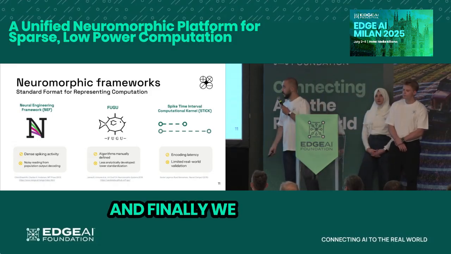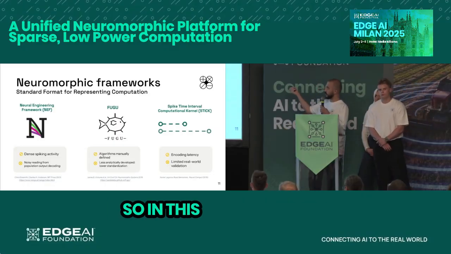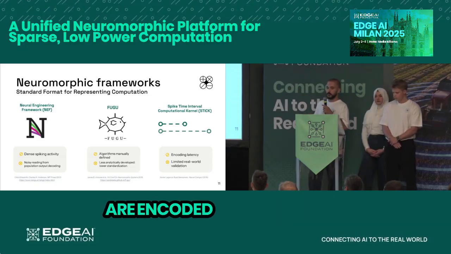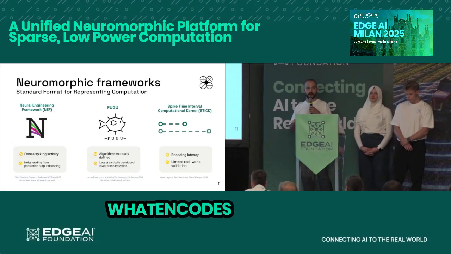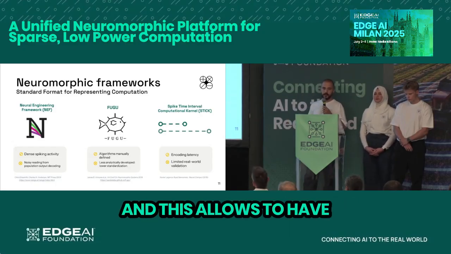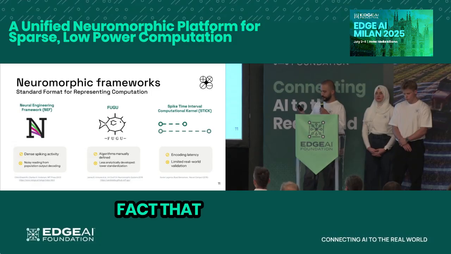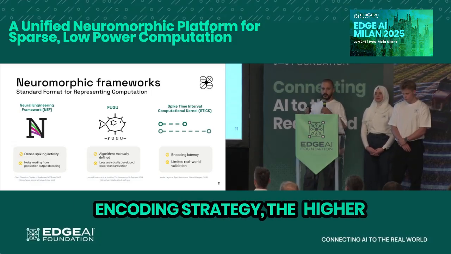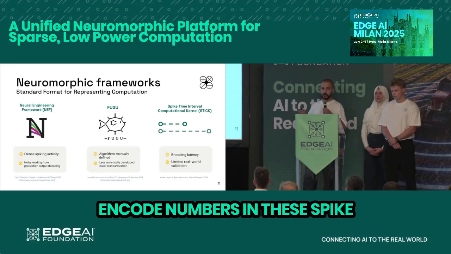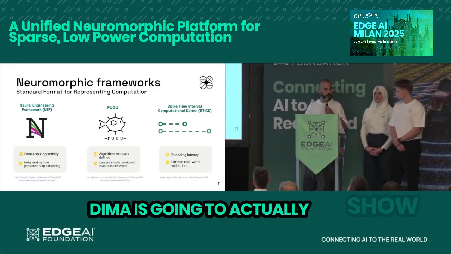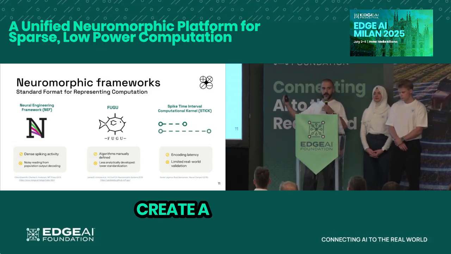And finally, we looked into STIC, the spike time interval computational kernel. In this framework, as the name suggests, values are encoded in the time between consecutive spikes. So the interval between two consecutive spikes is what encodes the numbers. And this allows, again, extreme flexibility. It's a Turing-complete framework, but the problem is that because of this encoding strategy, the higher the resolution, the longer the time needed to faithfully encode numbers in these spike intervals. Dima is going to show how we solve this, but this is one of the drawbacks of the vanilla implementation of STIC, which can create a big latency.